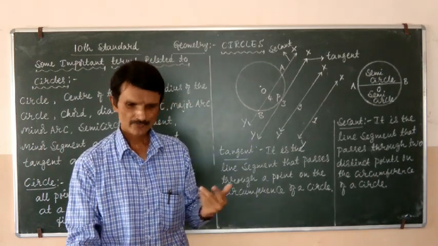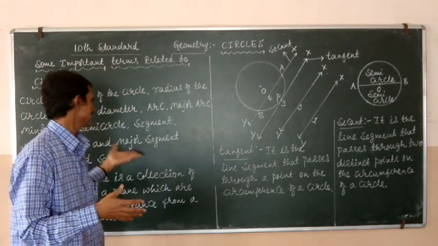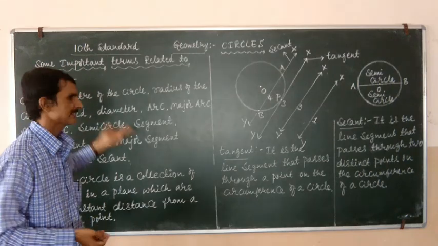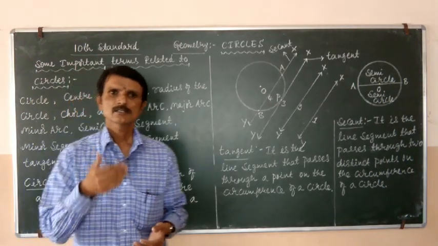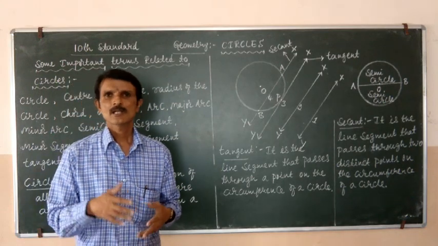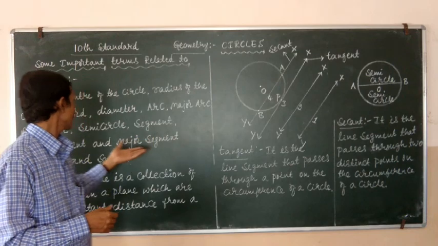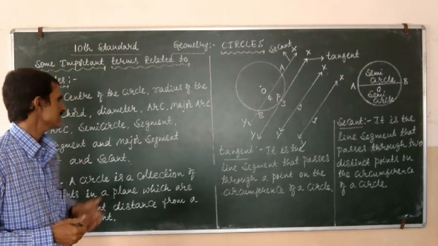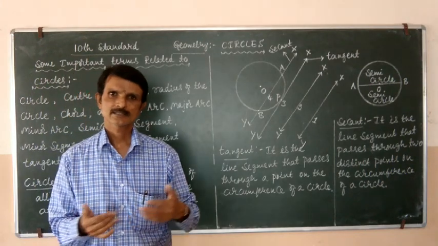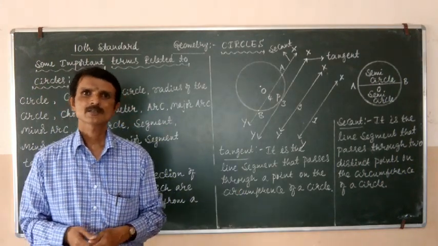Students, now try to write down the difference between radius of the circle and diameter of the circle, major segment and minor segment, and tangent and the secant. So we shall see the theorems on the circles in the next part.